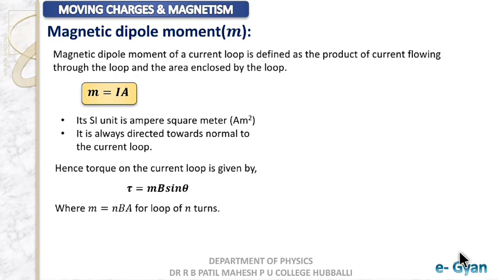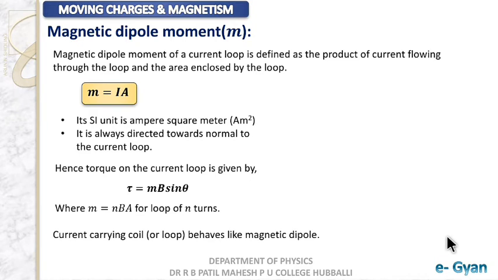So that's why we can write torque on a current loop as tau is equal to mB sin theta, which we have studied in our previous video lecture. So this is the magnetic dipole moment which we have written here.